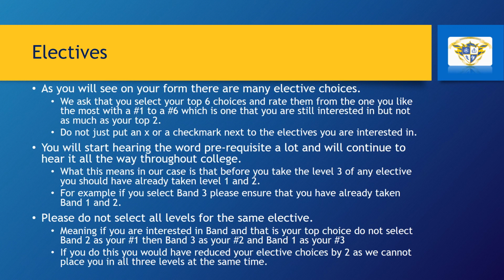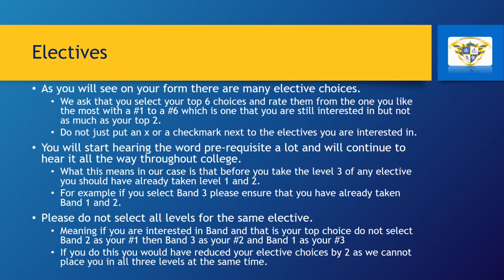You will start hearing the word prerequisite a lot, and will continue to hear it all the way throughout college. What this means in our case here at IMS is that before you take the level 3 of any elective, you should have already taken level 1 and 2. For example, if you select Band 3, please ensure that you have already taken Band 1 and 2.